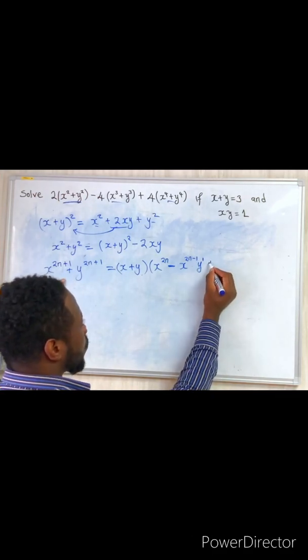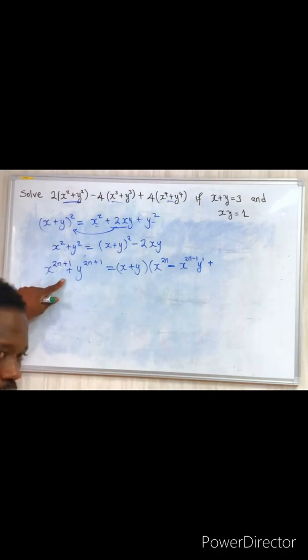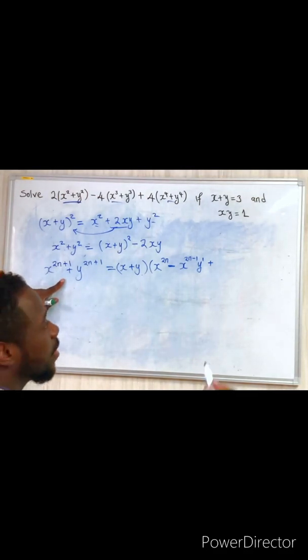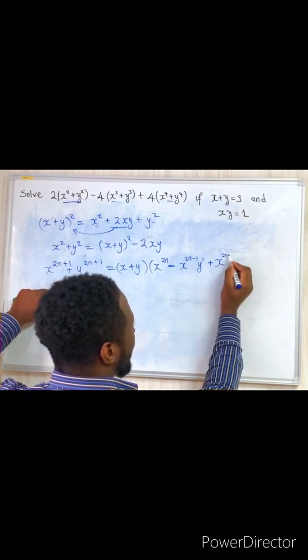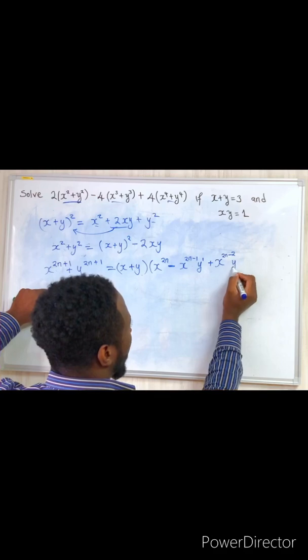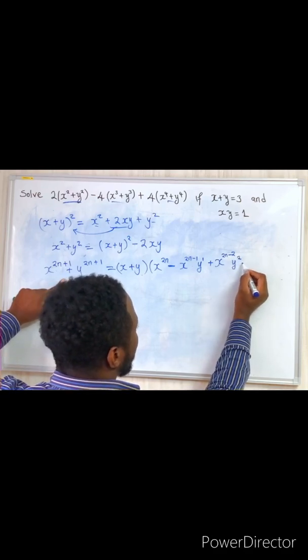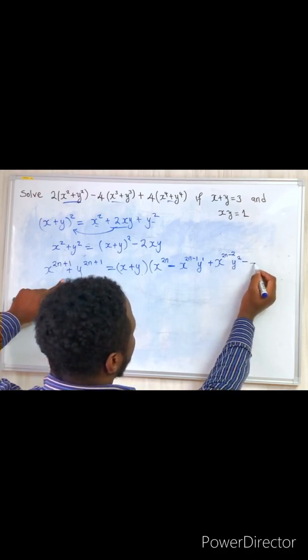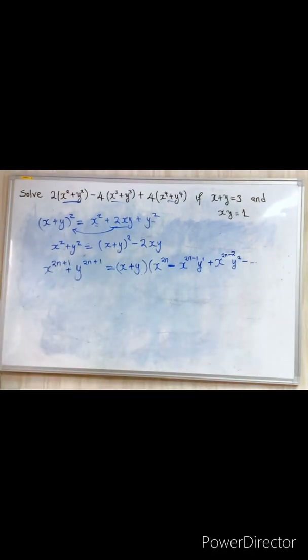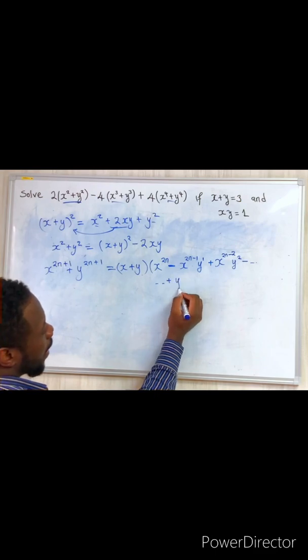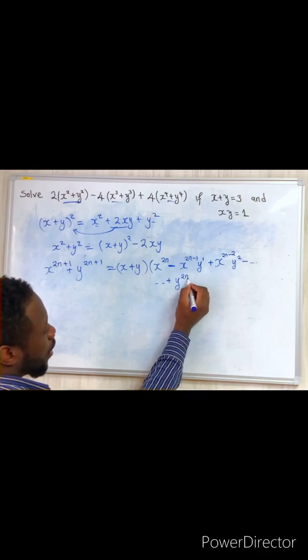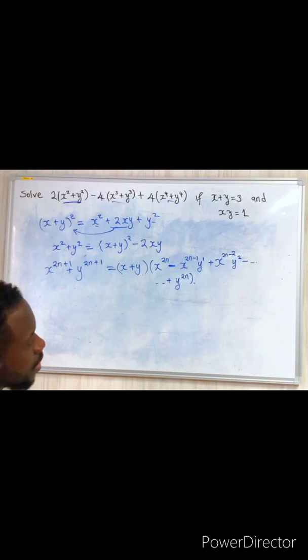Then what comes next will be plus, the sequence will be following itself: minus, plus, minus, plus. Then you have x to the power 2n − 2, then y². This sequence will continue, minus, also it will be 2n − 3, then the y will be 3. The sequence will continue until you reach a point where y is equal to 2n. So this is the general formula.